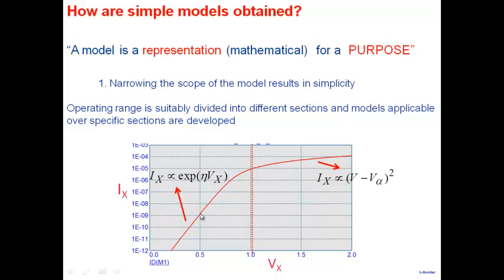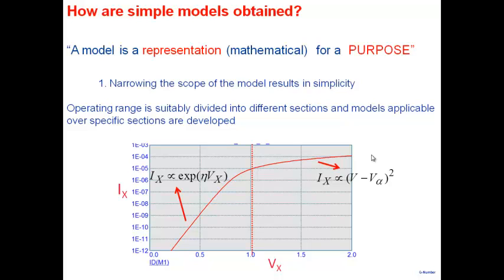And this region, when I narrow my focus and narrow the voltage range, I say, well, it's an exponential model here. If I narrow my focus here, I say, well, this is my quadratic model here. This model is simpler than the overall model of a MOSFET. So one way in which we build simplicity is by having different models for different regions of operation. That's how we make the model simple.